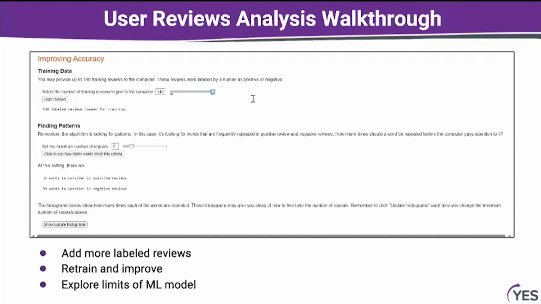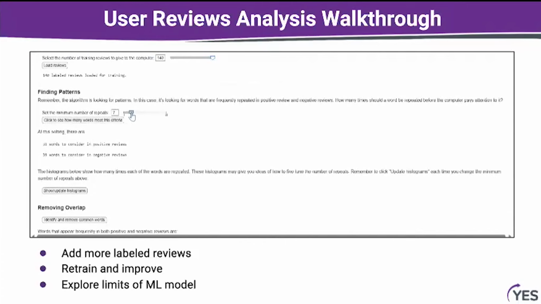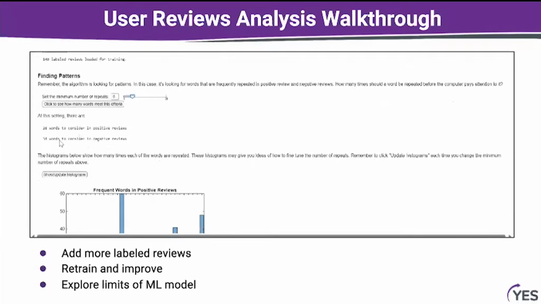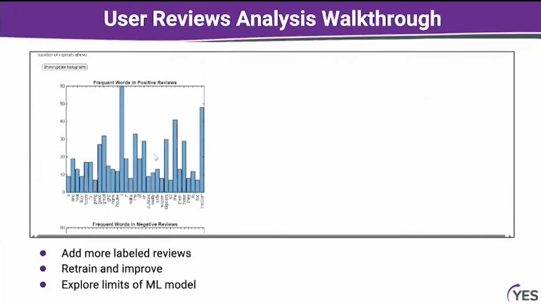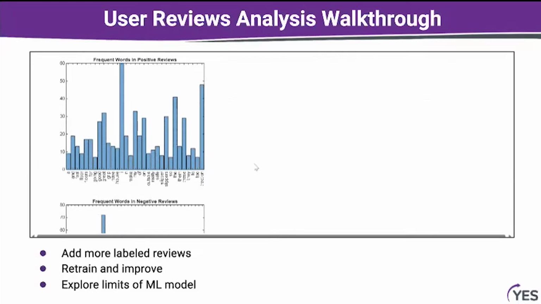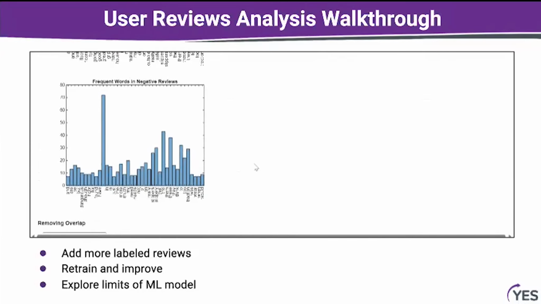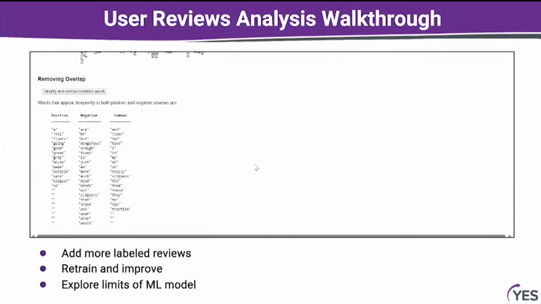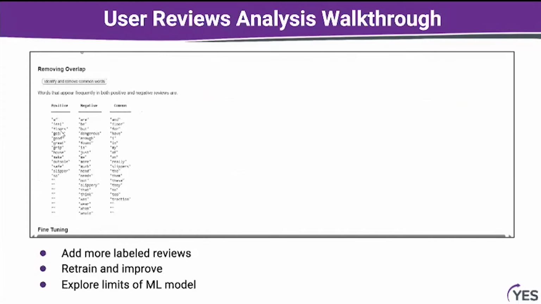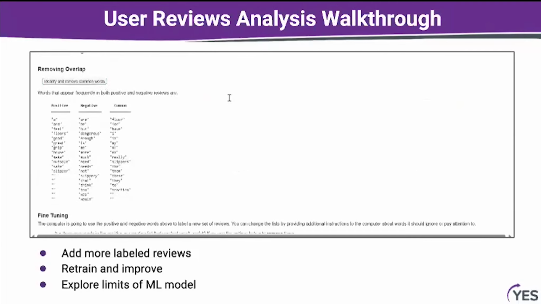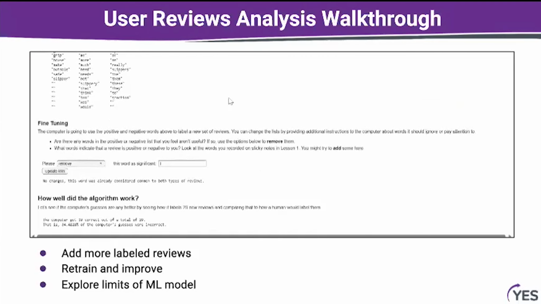So the number of reviews, I've increased it all the way up to 140, the highest number. I've loaded them out. How often should a word appear before the computer pays attention to it? I change it to 8. You can see the histograms like before showing how many times a word is repeated. And just like before, students are able to remove the duplicated words. You can see a list of the positive words that they've chosen, the negative ones, and the common ones. So it will pull out the common and duplicated words.